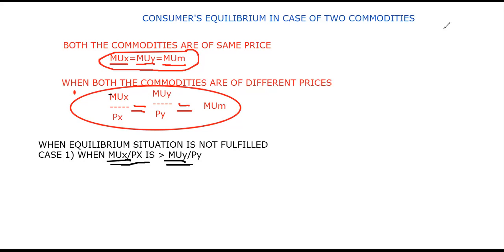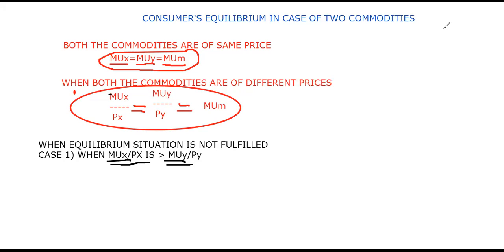Yes, due to the law of diminishing marginal utility. So whenever MUX is more than MUY, the consumer will buy more of X and less of Y. When he is buying more of X, it means the utility derived from X is more than Y. That is why he is buying more of X.